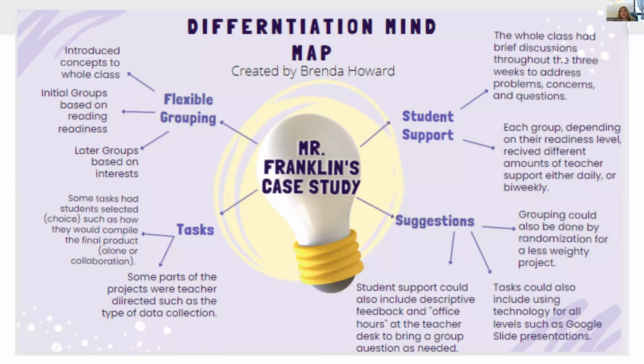So back to Mr. Franklin's class. We talked about how his class was set up with all of this fabulous differentiation. One of the things that he did great was he had flexible grouping. He introduced the concept to the whole class first. His initial groups were based on reading readiness, and then his later groups were based on the students' self-interest. So this was great because he was able to take this unit and have a variety of ways for students to receive and produce the information.